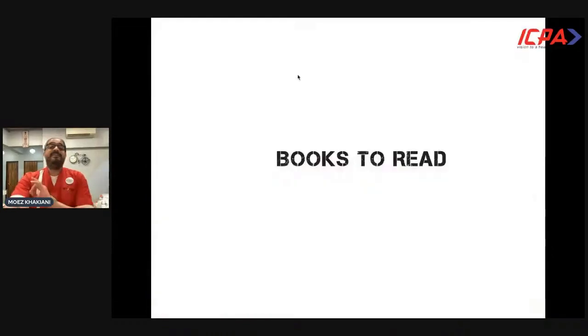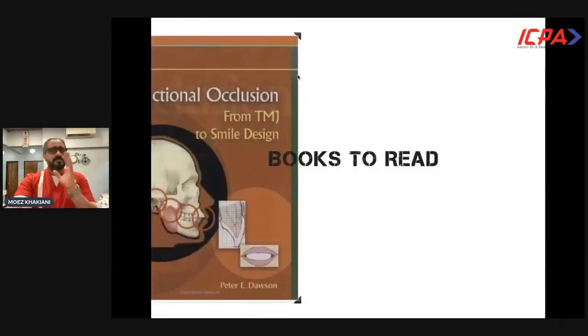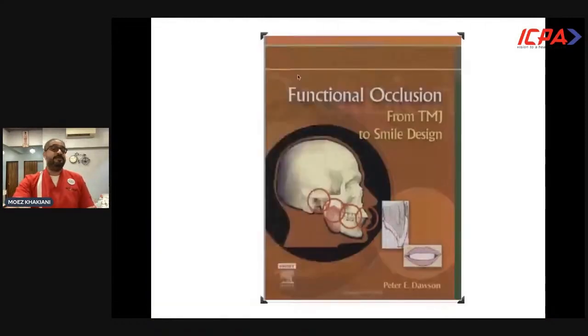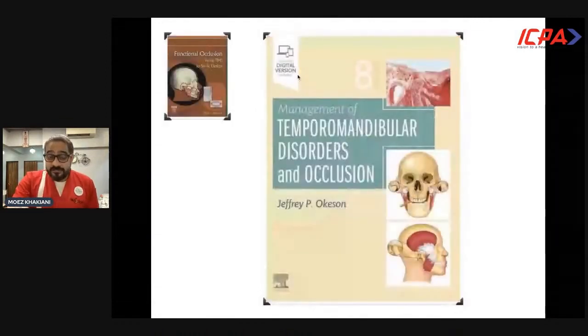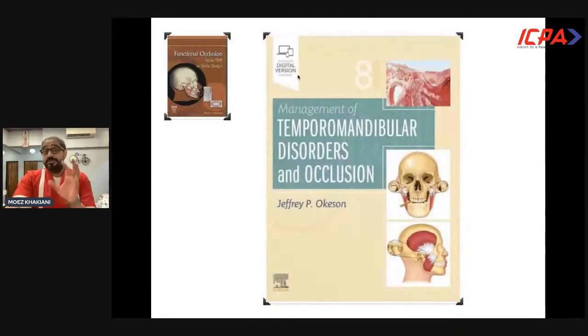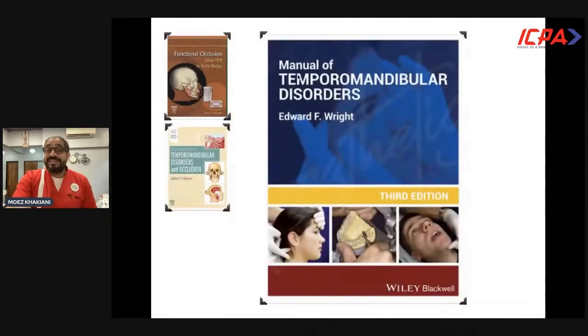About the course. And remember, there are some lovely books to read about TMDs. First, of course, is Dr. Peter Dawson, Functional Occlusion from TMJ to Smile Design. And another gold standard is Jeffrey P. Okeson, which is Temporomandibular Disorders and Occlusion. Another book that I find very simple and very relatable is the Manual of Temporomandibular Disorders, which is by Edward Wright. These three books, friends, are dedicated to occlusion and temporomandibular joint.